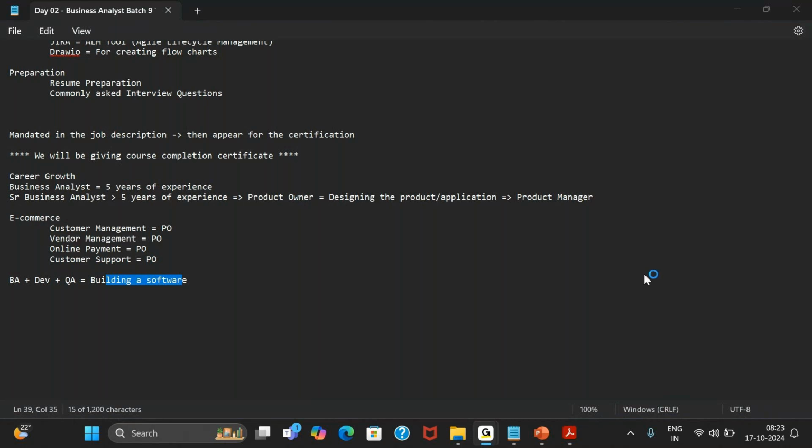Okay, but at junior level BA, can we also continue our career? Nobody will ask, right? No. Nowadays, the organizations are shifting towards technology-driven people. So if you want to be a BA, be a BA for your entire career. If you want to be a developer, be a developer for your entire career.